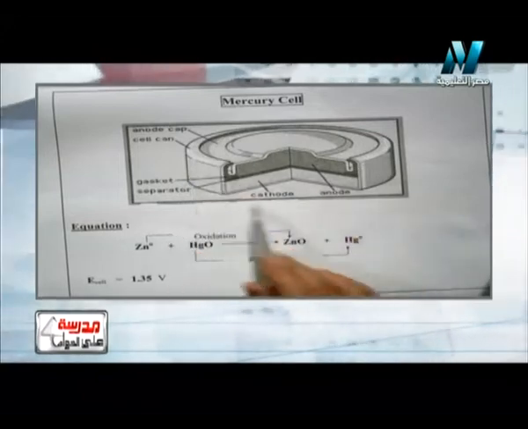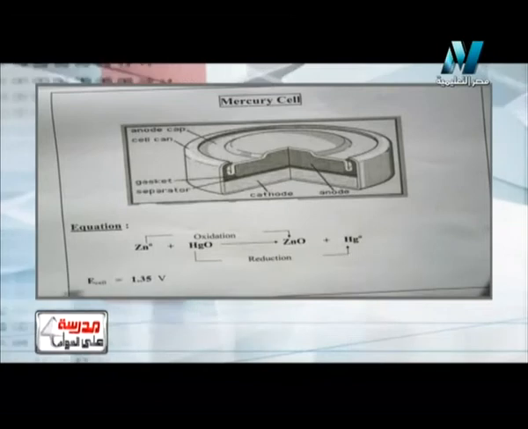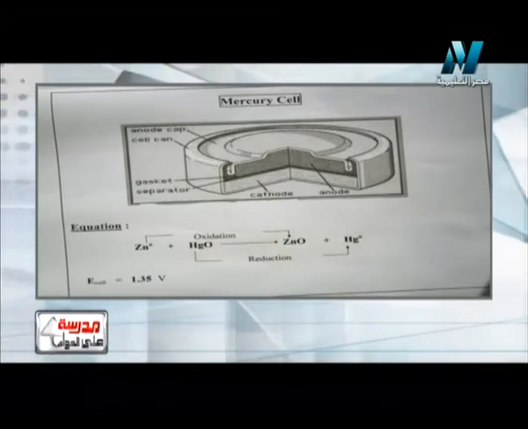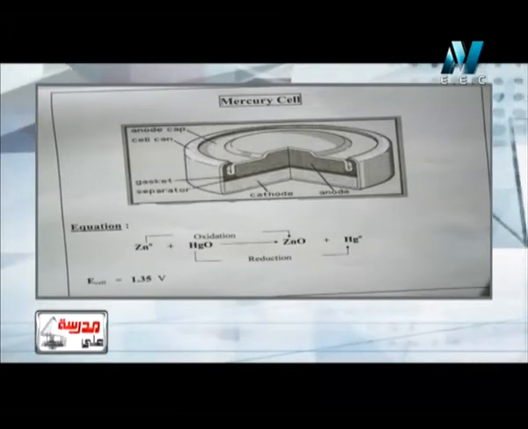And this is closed by steel carefully, because it contains mercury, which is poisonous. So we must get rid of this cell in a safe way, because it contains a poisonous substance.